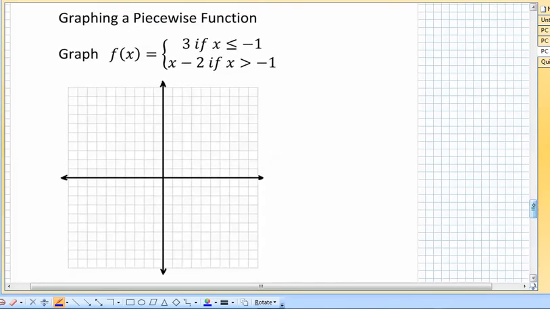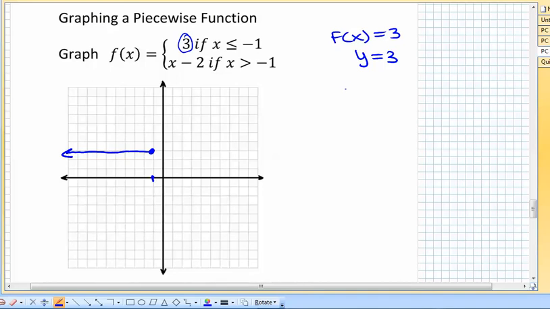Graphing a piecewise function, you split it up into two parts. So basically you do the first part. The first part basically says f of x equals 3. That's the same as graphing y equals 3. That is a horizontal line. And notice it's only when x is less than or equal to -1. So when we go to -1 here, we know that y is equal to 3. And when it's less than -1, that's the line.